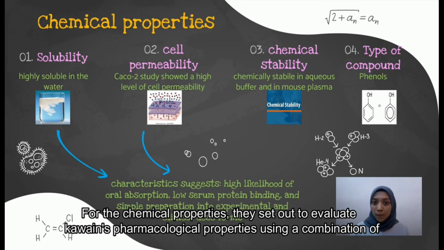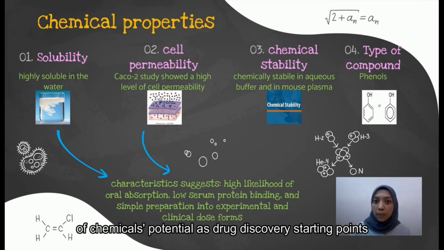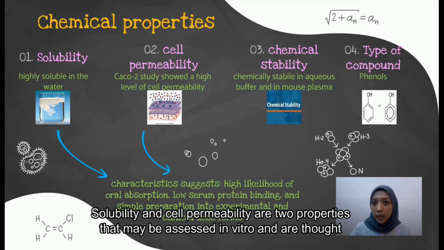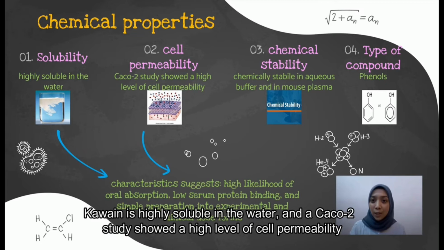For the chemical properties, they set out to evaluate kawain's pharmacological properties using a combination of predictive in vitro and in vivo studies as part of a larger assessment of this class of chemicals' potential as drug discovery starting points. Solubility and cell permeability are two properties that may be assessed in vitro and are thought to be the most predictive of in vivo ADME. Kawain is highly soluble in water, and a Caco-2 study showed a high level of cell permeability.